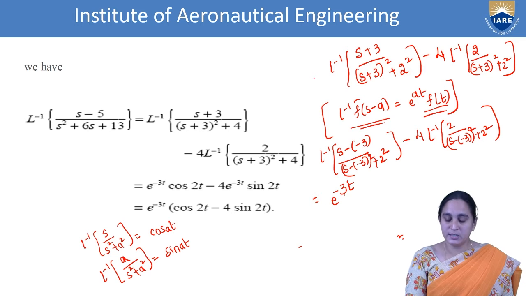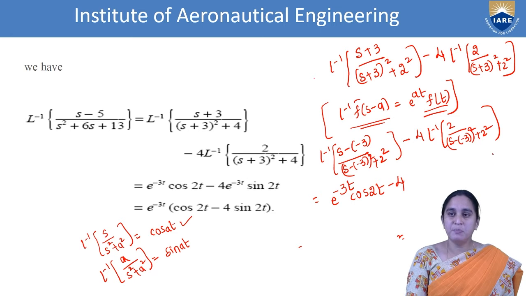That means after taking the exponential form, the remaining part is the f of t form. That is, after writing the exponential, the Laplace inverse of s by s square plus a square form. For that, what is the formula here? Here a is 2, so that is cos 2t, minus 4 into the Laplace inverse of a by s square plus a square.